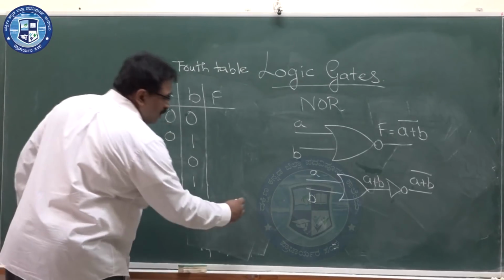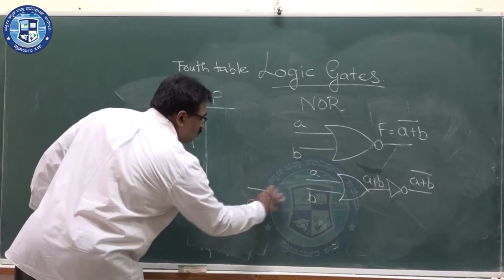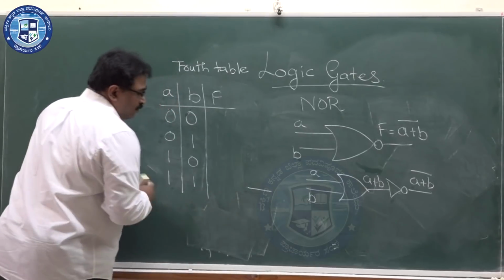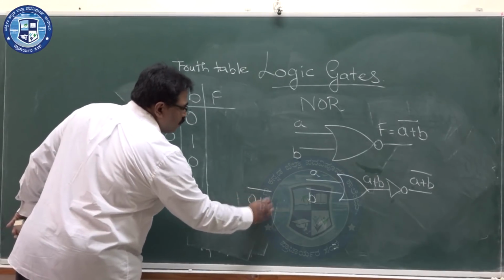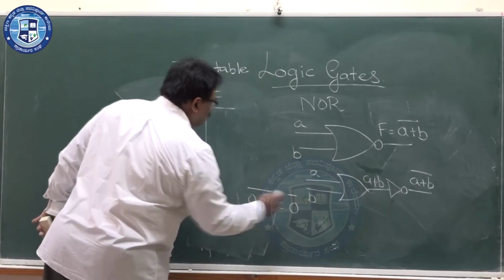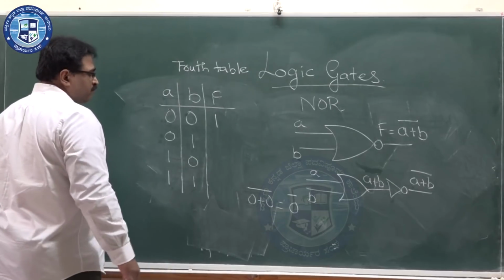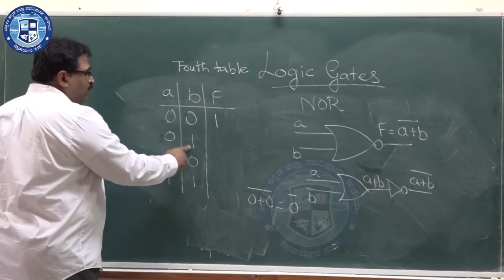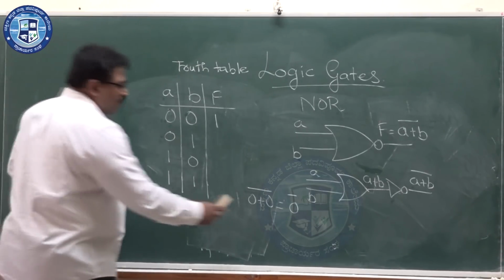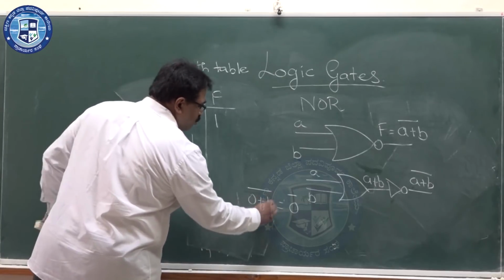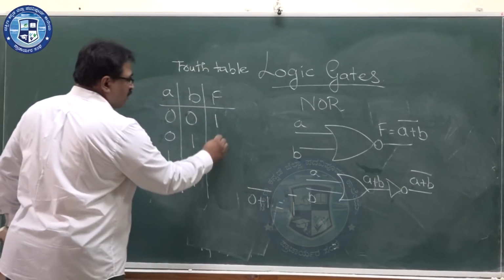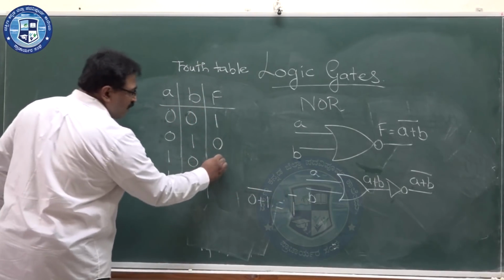0 and 0. I'll put down the expression over here, A plus B the whole bar. So the first two values of A and B are 0. What is 0 plus 0? It is 0. 0 the whole bar is 1. Now 0 and 1. 0 and 1, what will be the output? The output has to be 1. What is 1 bar? It is 0. So the next one also will become 0.